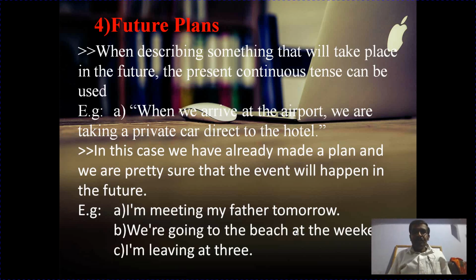We can explain: I am leaving at 3. I am leaving tomorrow. I'm leaving the office tomorrow. I'm leaving the office by afternoon. I'm leaving my college in the afternoon. So you can give many examples for the very near future with the help of the present continuous.